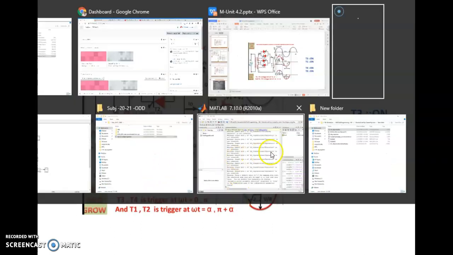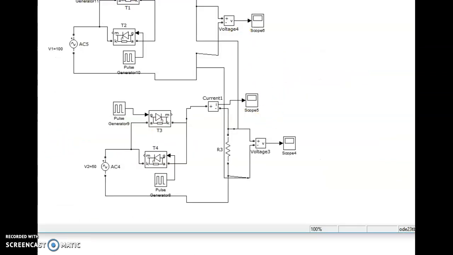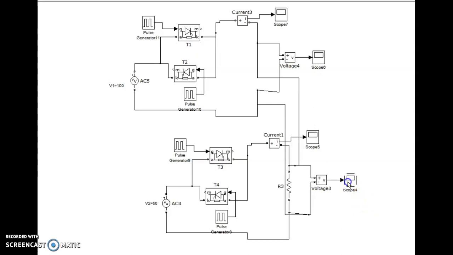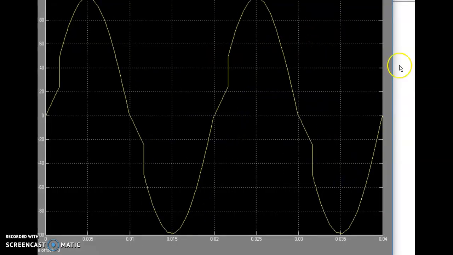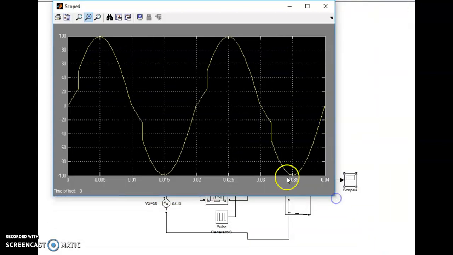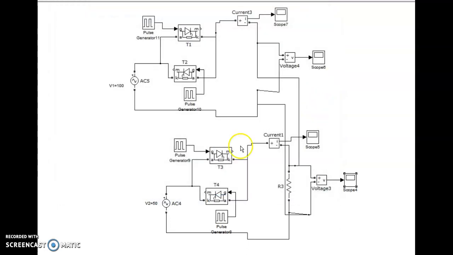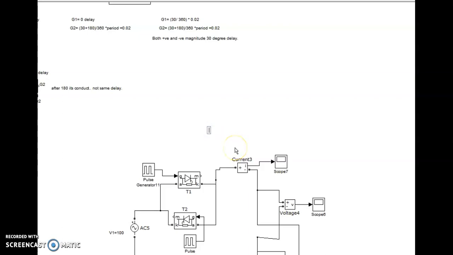When you look at the simulations, your MATLAB simulation waveform also produces the same waveform. You will get this waveform if you give the proper pulses. So this is about the double stage, or two stage, AC voltage regulator.